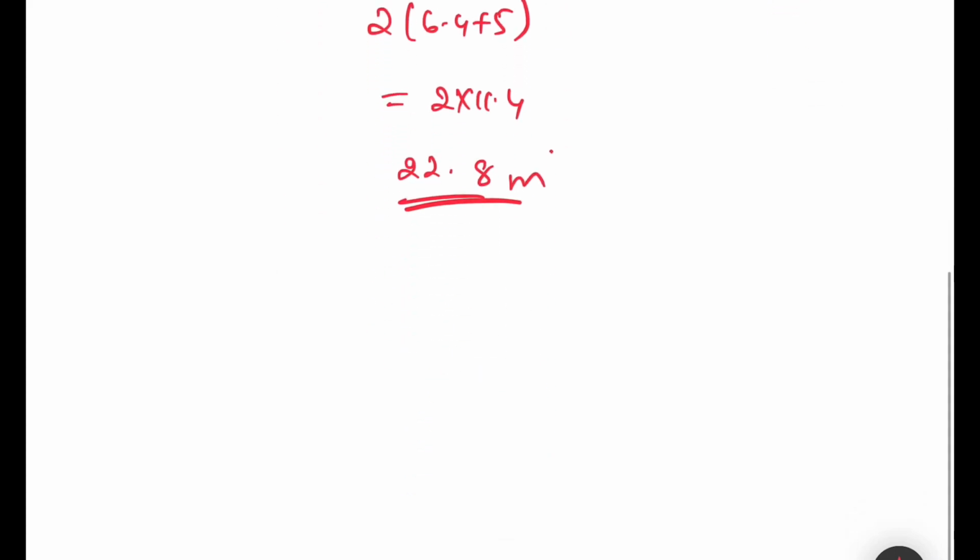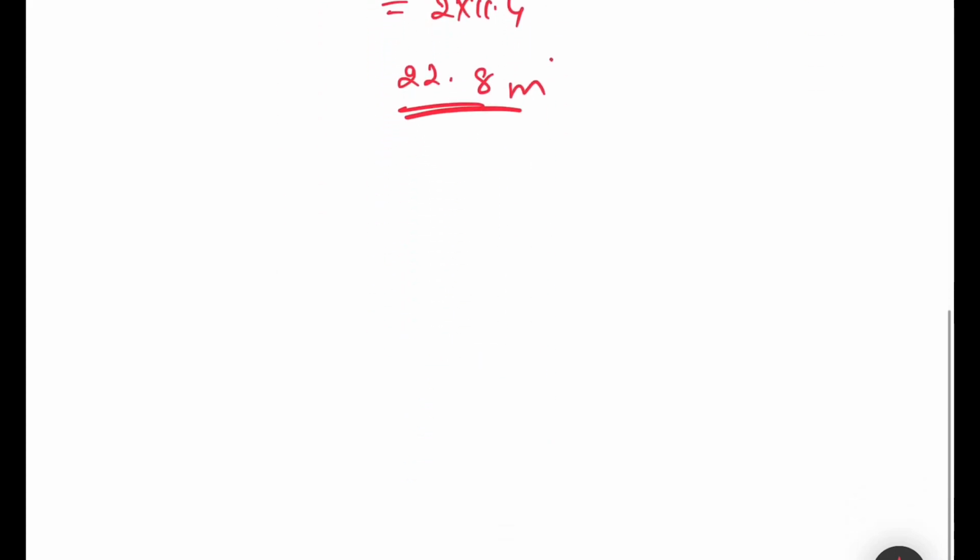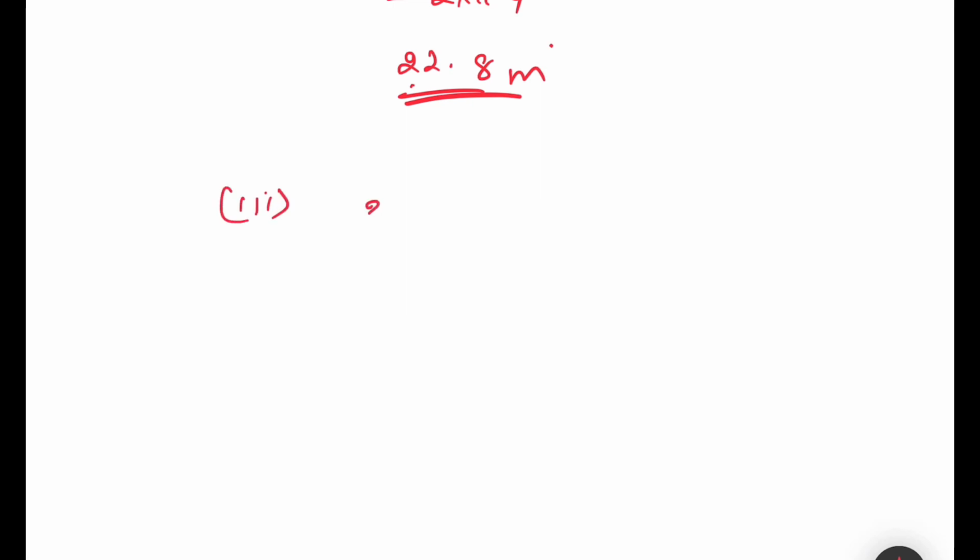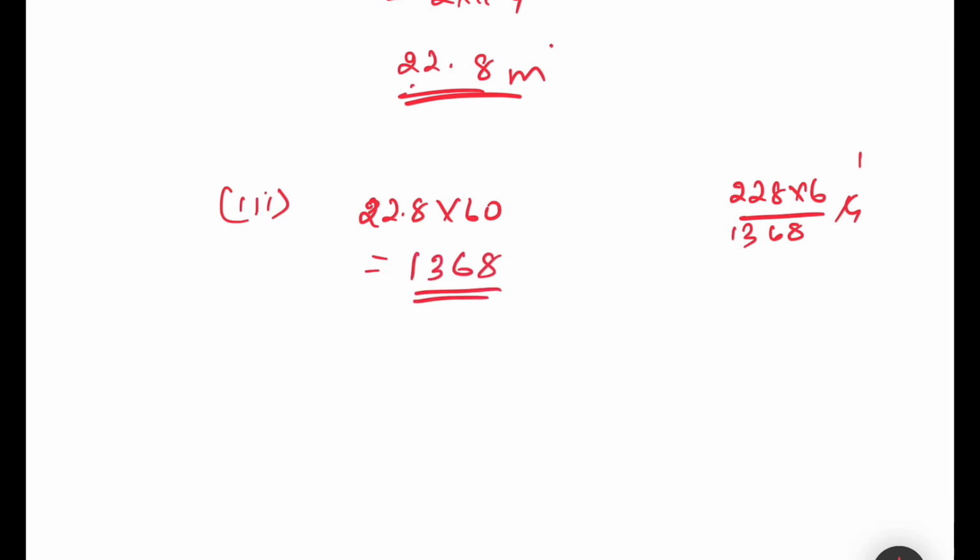Now the cost of fixing a border of very small width along its boundary. Along its boundary means perimeter matters, right? So what will be the answer? 22.8 into 60, so you'll get 22.8 into 6. 6 times 8 is 48, 4, 12 plus 4 is 16, 1 balance 13. So you'll get 1,368 rupees.